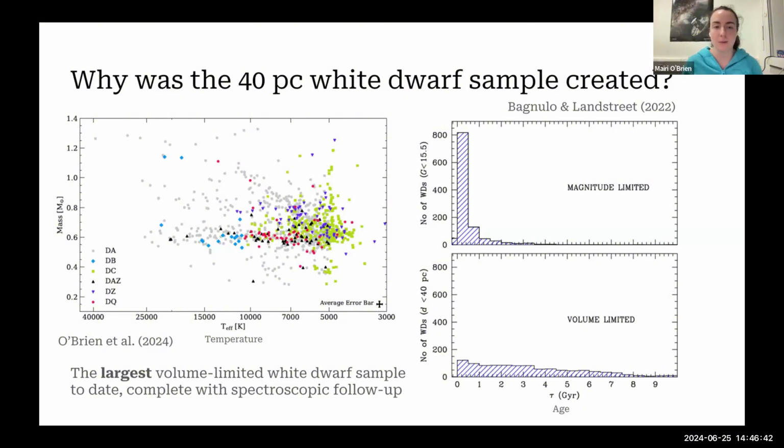So the 40 parsec sample is the largest volume limited white dwarf sample to date, which we have completed with spectroscopic follow-up, so we can determine the exact type of white dwarf we're looking at. And the plot I'm showing you on the left is basically just to indicate that the sample also gives us a variety of different spectral types, as well as masses, ages, and temperatures.